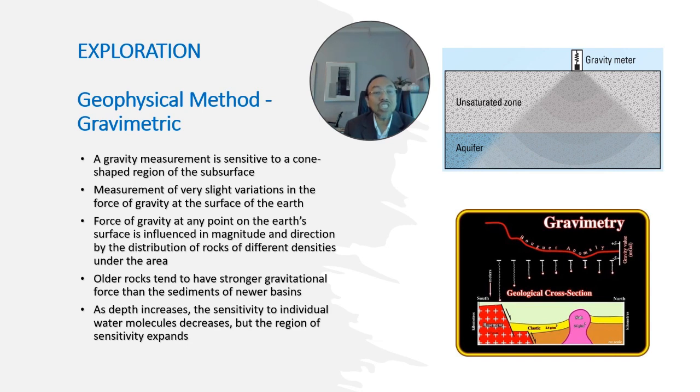It is the measurement of slight variations in the force of gravity at the surface of the Earth. The force of gravity at any point on the Earth's surface is influenced in magnitude and direction by the distribution of rocks of different densities under the area. Older rocks tend to have stronger gravitational force than the sediments of newer basins. As depth increases, the sensitivity to individual bodies decreases, but the region of sensitivity expands.